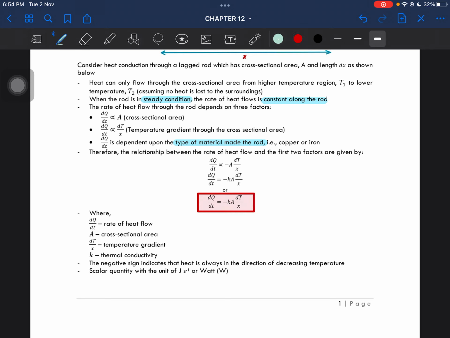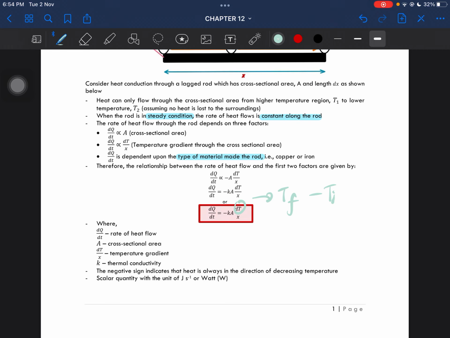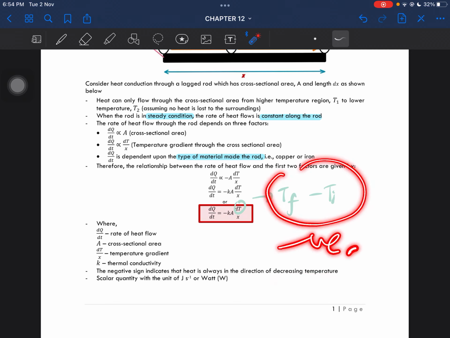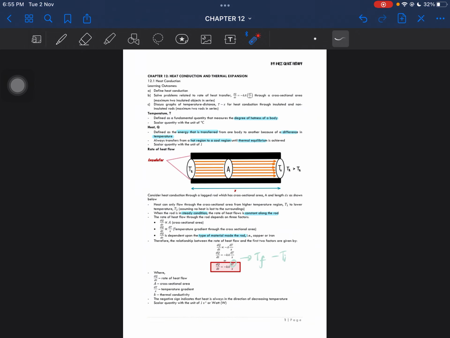Actually this one should be T2 minus T1, or T final minus T initial. Yeah, T final minus T initial. Okay, so the negative sign here indicates that heat is always in the direction of decreasing temperature. So when you get a negative value here, it will cancel this negative, so the rate of heat flow will then be positive. It is a scalar quantity with the unit of watt or joule per second.